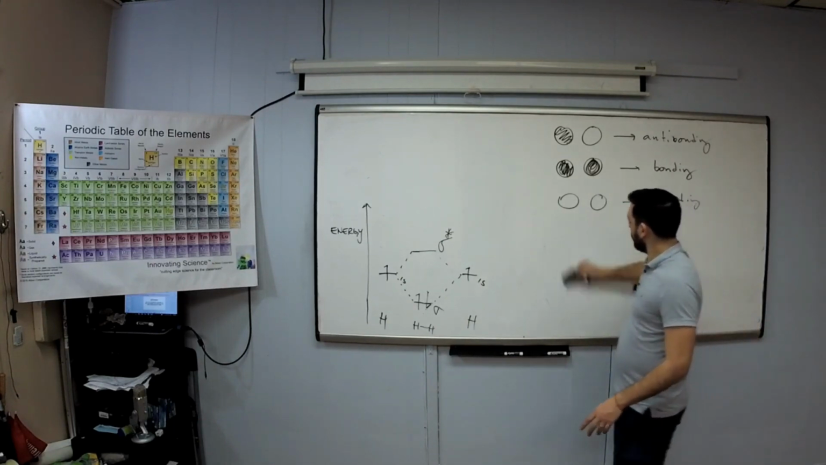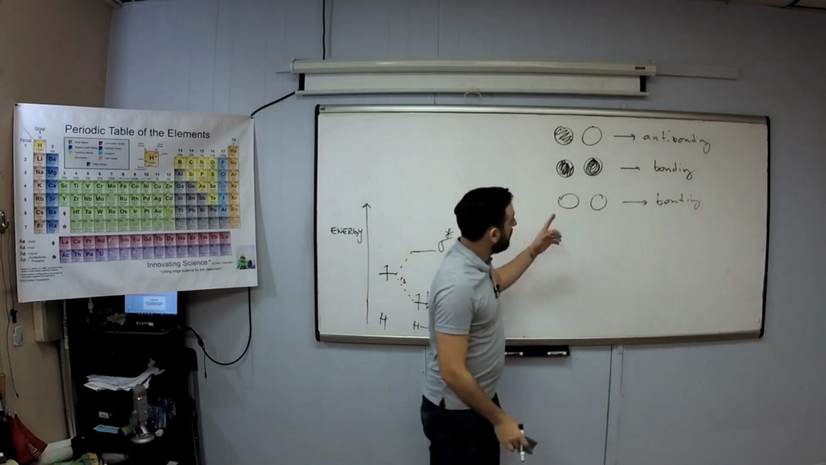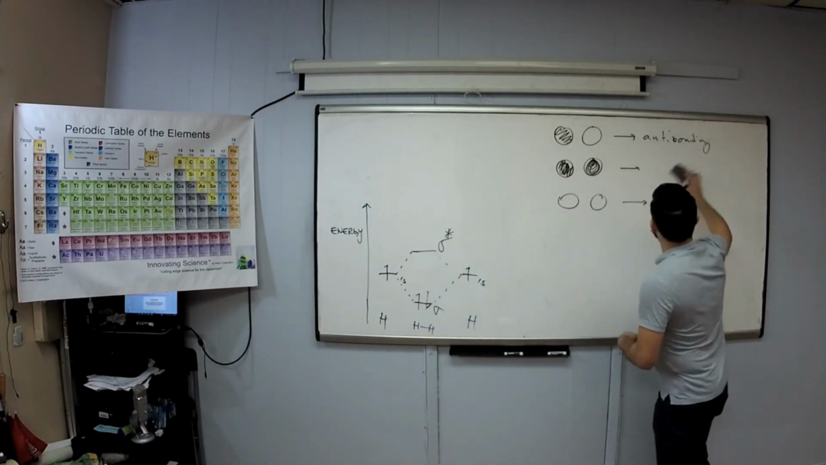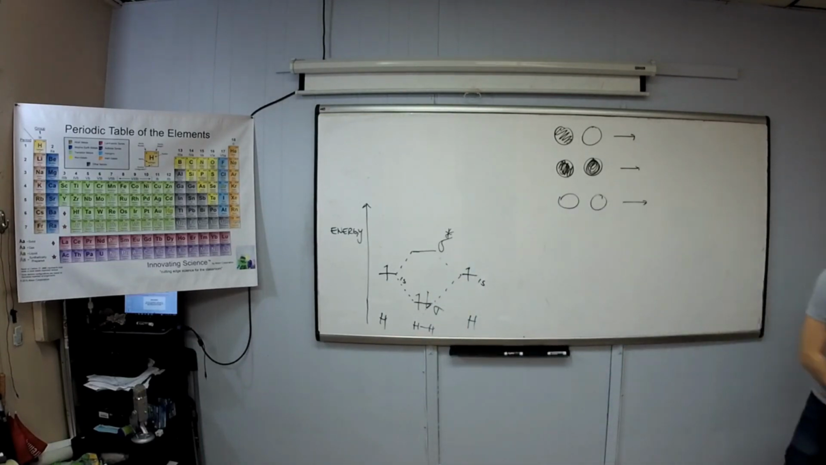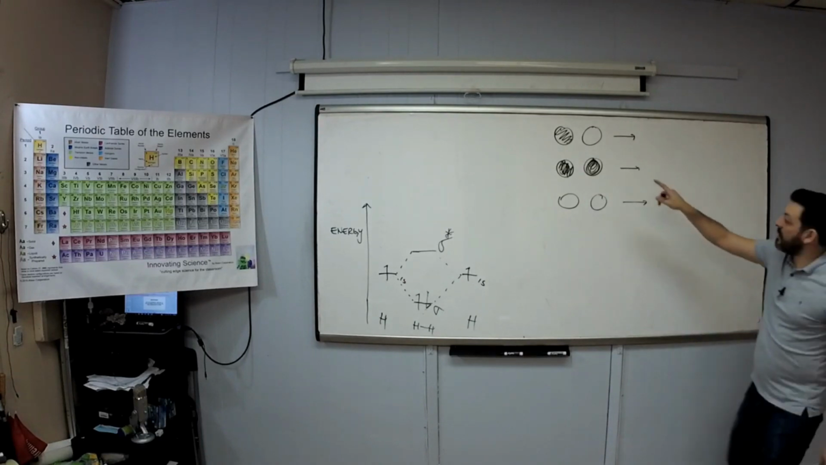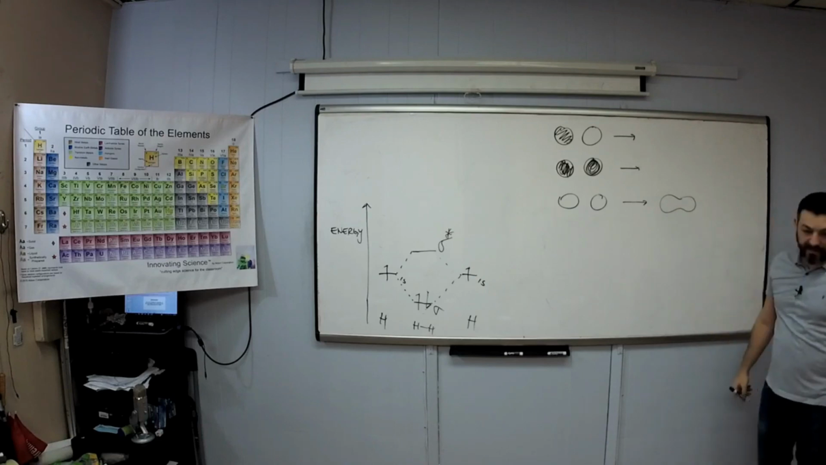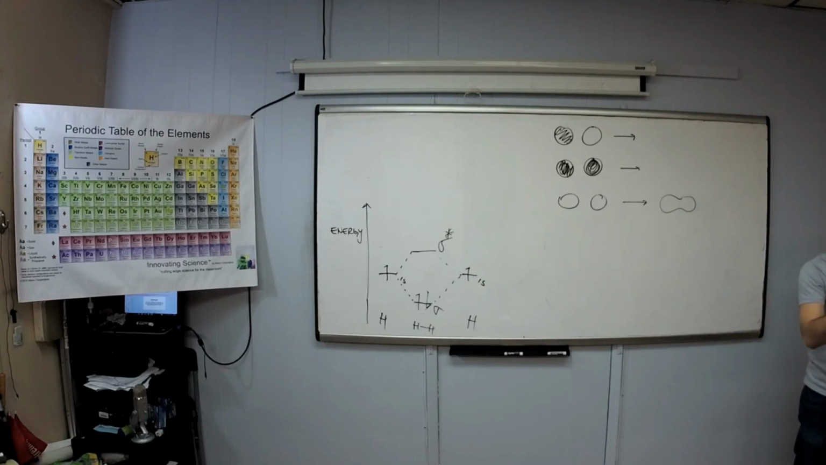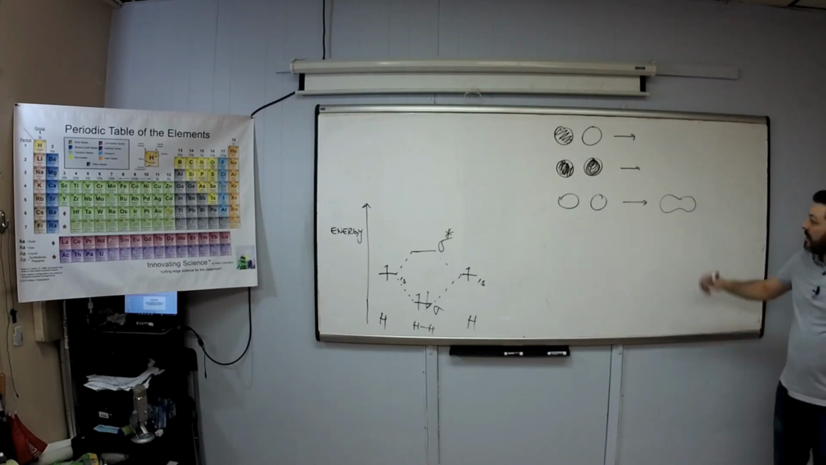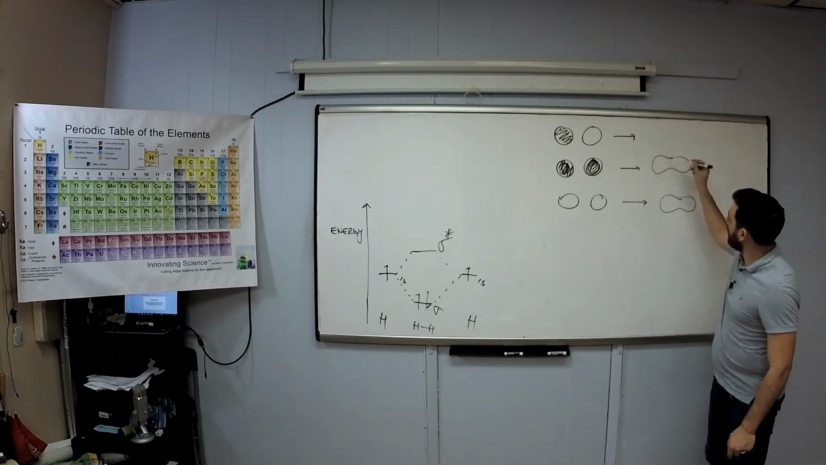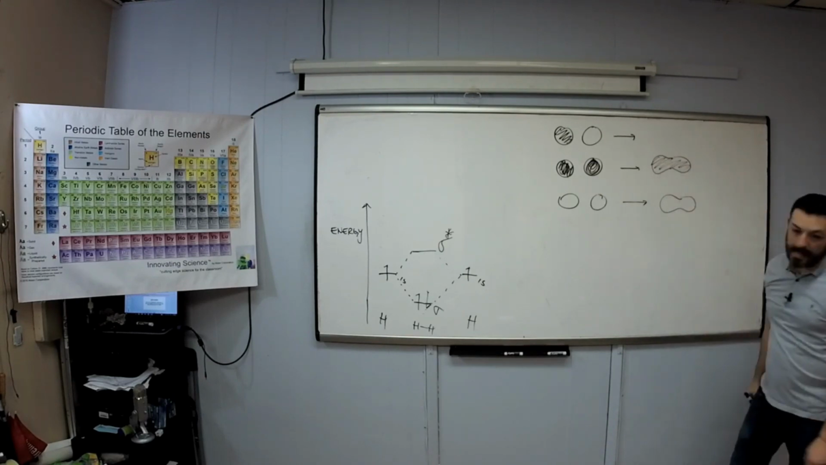So, if I have to show a graphical representation of this, I would say that this is going to combine together to make a bigger orbital. You see they kind of fuse together, melt together? And these would combine together to make a bigger orbital also. I'm going to shade that.